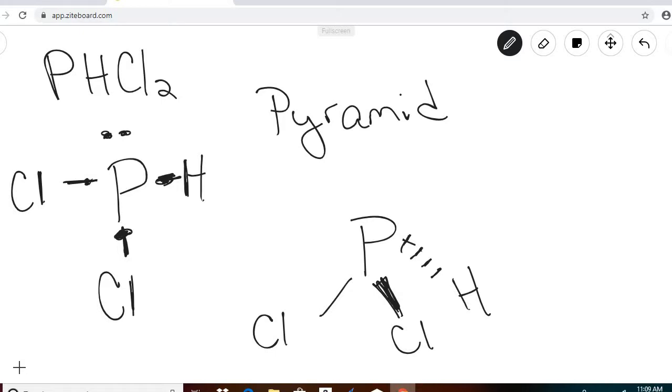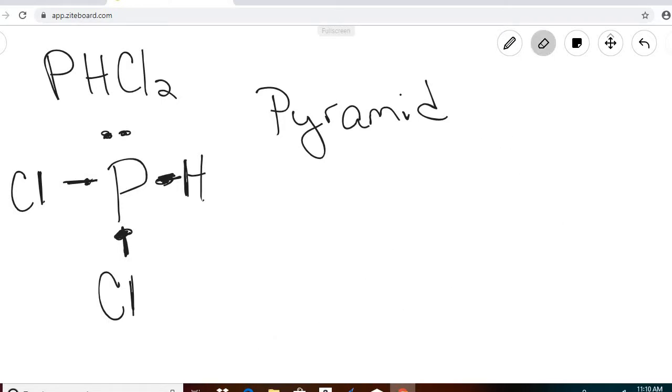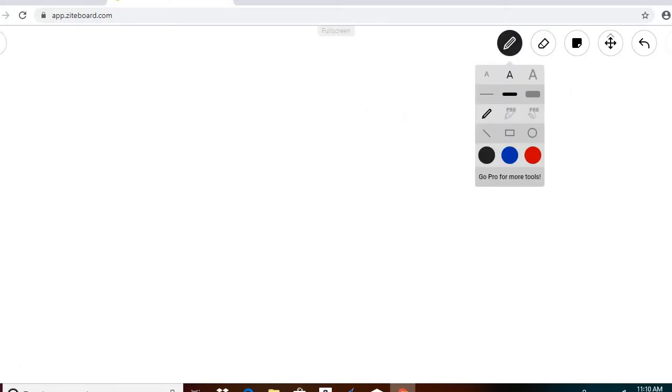Then the next question is, is it polar or non-polar? The chlorines are going to pull harder than the phosphorus, and the phosphorus is going to pull harder than the hydrogen. So you're going to have unequal pulls within that molecule, which makes it a polar molecule. And then will it dissolve in water? Polar dissolves in polar, so yes, it will dissolve in water. Okay, number 1C.